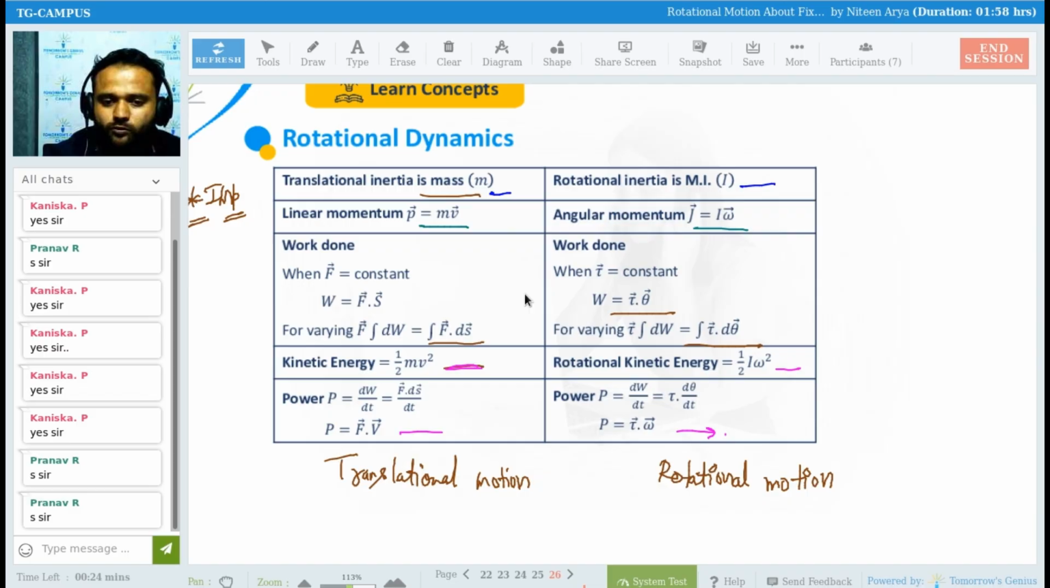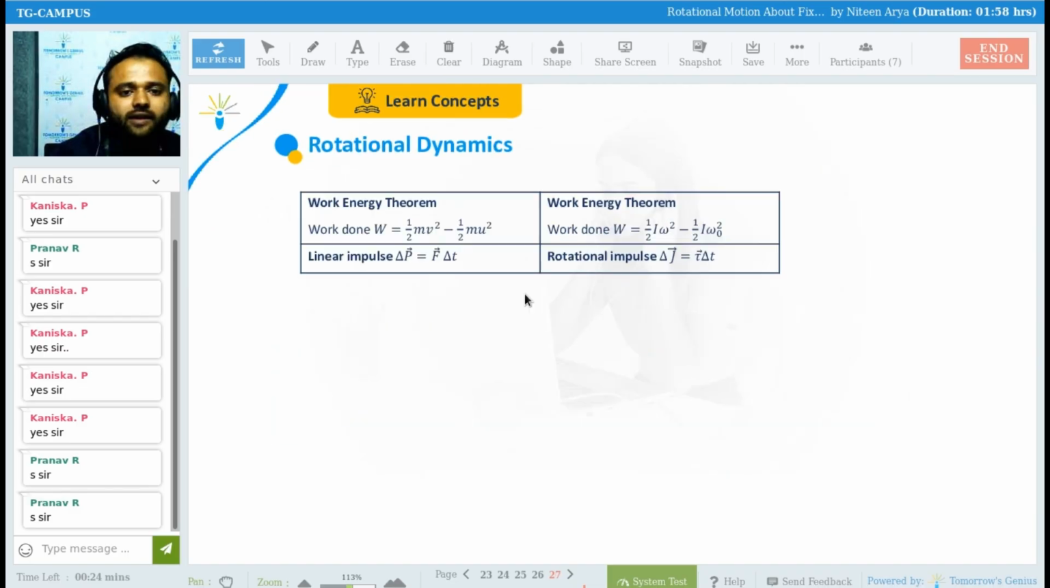On the next page, we have 2 points also, which is the work energy theorem. W equals half mv square minus half mv square, and work energy theorem in rotational motion. So this is translation. I'm going to write translation, not motion, and that is for rotation.